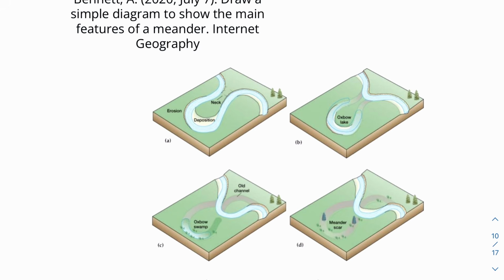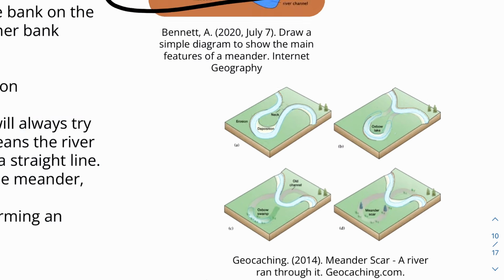So over time, this part right here, the oxbow lake, will dry out and become an oxbow swamp, and then it becomes a meander scar. And as you can see, the main river channel erodes more and more, and the process basically repeats all over again.